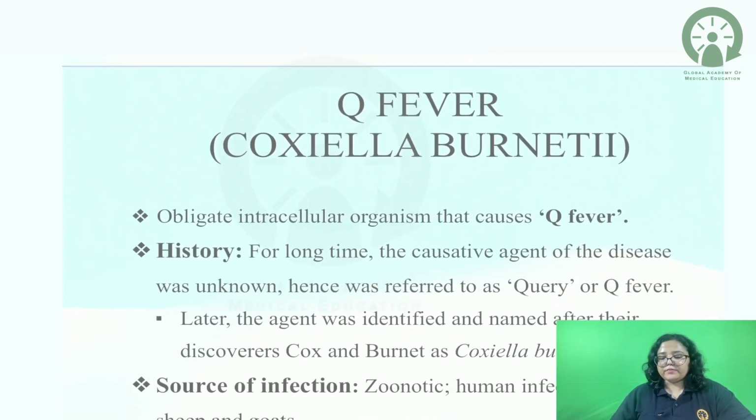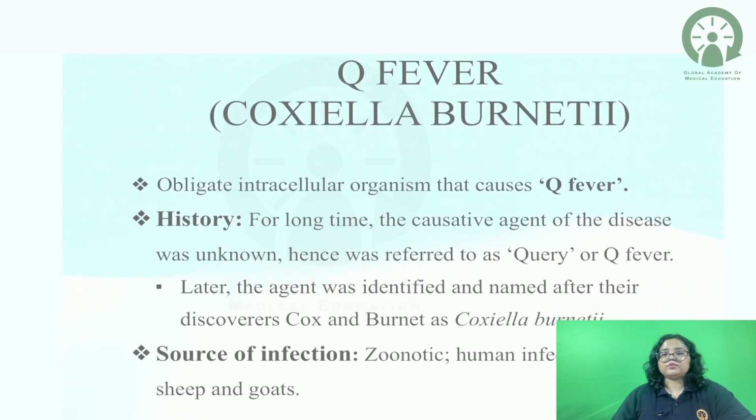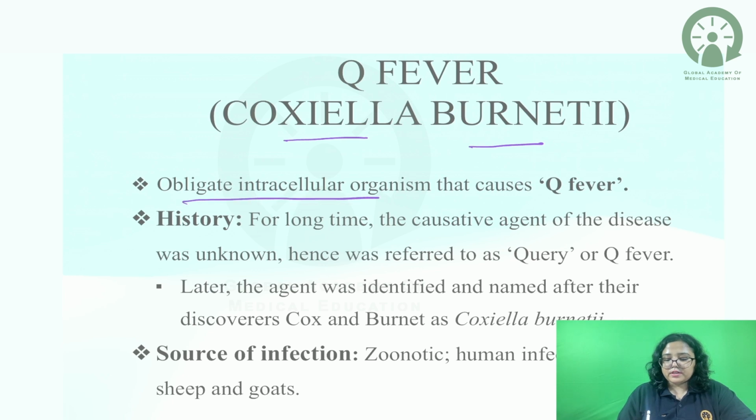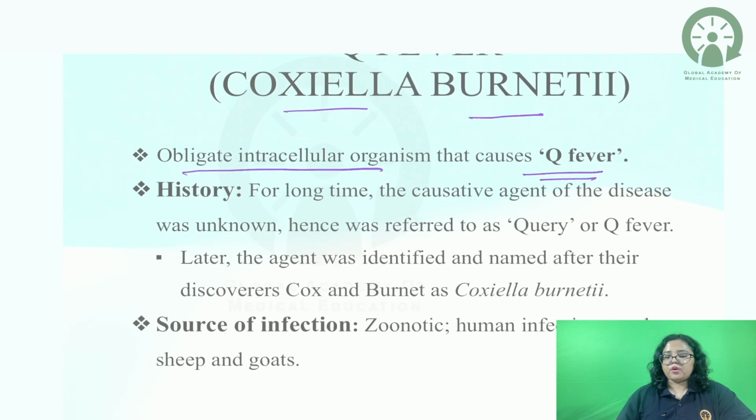Moving on to Q fever. Q fever is also known as query fever. And what is the causative organism? Previously it was classified under Rickettsia. It is Coxiella burnetii. It is an obligate intracellular organism that causes Q fever. For history, for a long time the causative agent of the disease was unknown, and therefore it was known as query fever or Q fever. Later it was named after the discoverers Cox and Burnet as Coxiella burnetii.